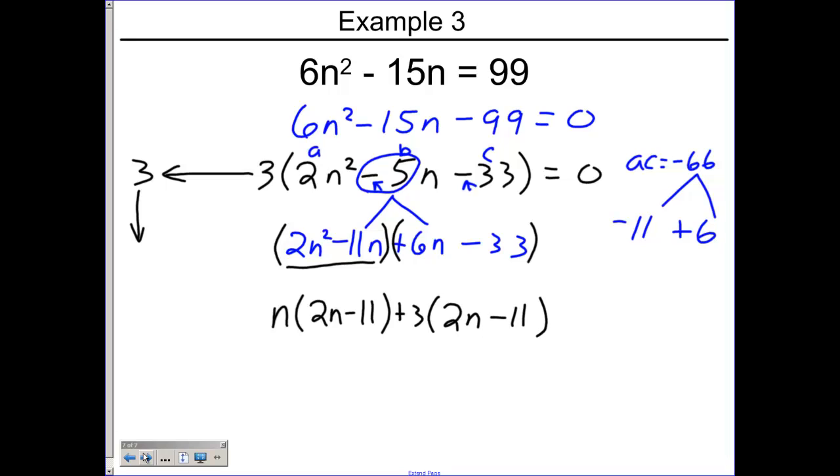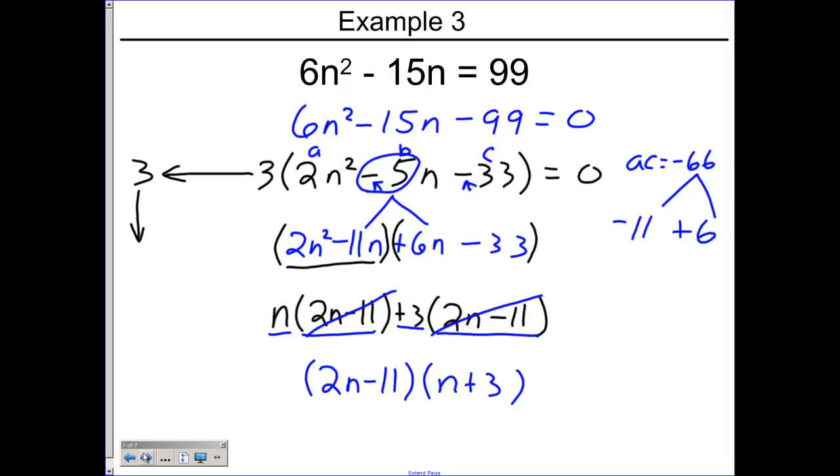At this point, you can see that these two terms still have a common factor of 2n minus 11. So I'm going to factor that binomial out again. So 2n minus 11. And what's left over after these cancel each other out through factoring is an n plus 3. And then all I got to do is remember to bring my 3 down. And the full factor form would be this.